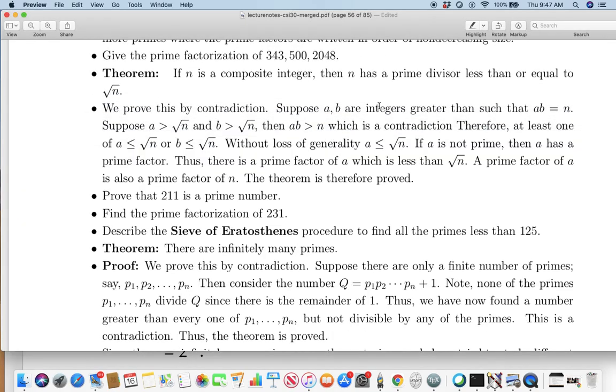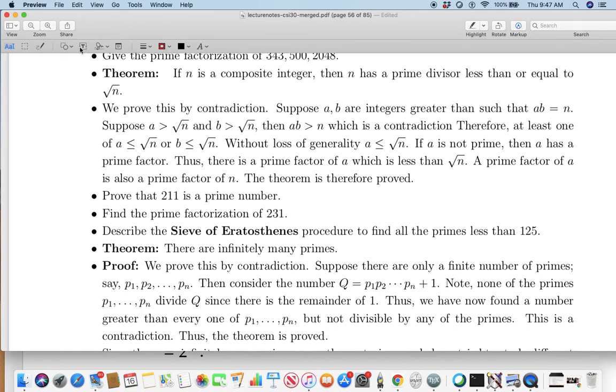Here is an important theorem. If n is a composite integer, then n has a prime divisor less than or equal to square root n. Okay, if it is a composite integer, that means it can be factored by something other than 1 and the number itself. The claim of the theorem is that n has a prime factor less than or equal to square root n. Suppose a and b are integers greater than square root n.